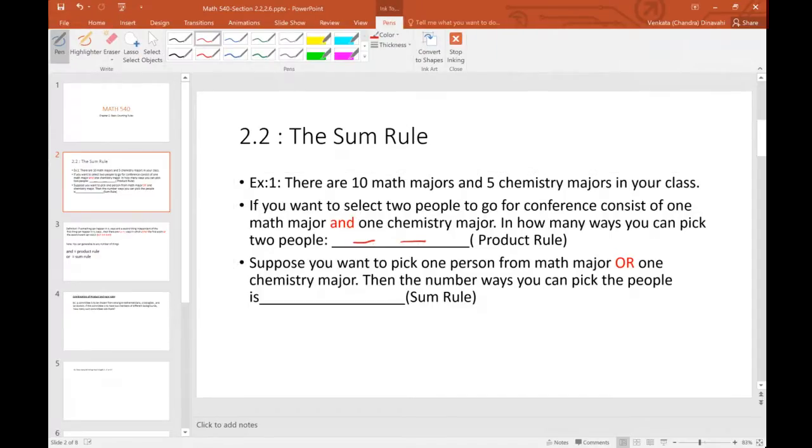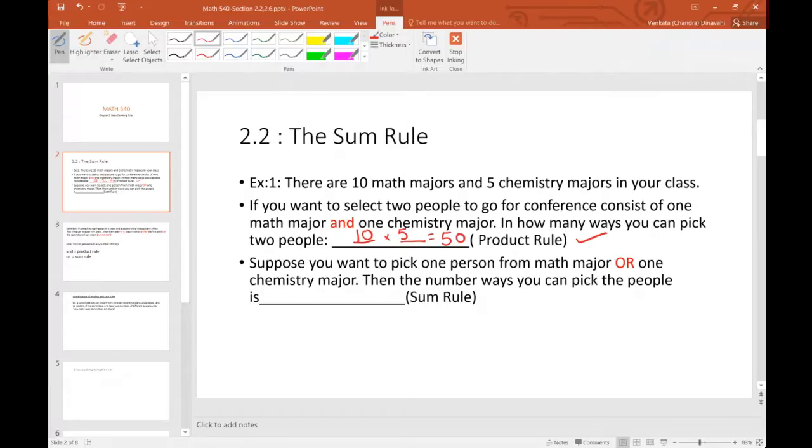That means you are doing 2 jobs, one after the other. How many ways can you pick the first job, one math major? There are 10 different choices, so you can pick any of the 10 math majors. Then the number of ways of picking a chemistry major is completely independent of the math, so there are 5 ways to pick that. So there are 50 different ways you can pick one math major and one chemistry major. This is the simple product rule.